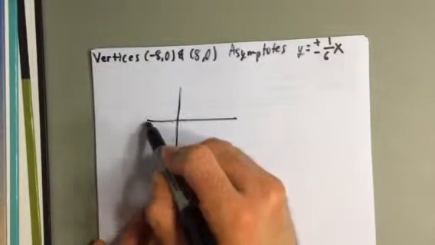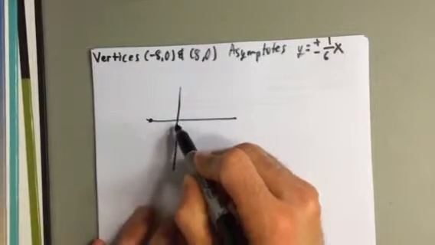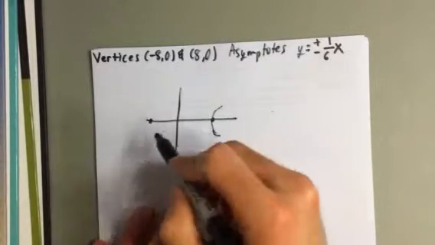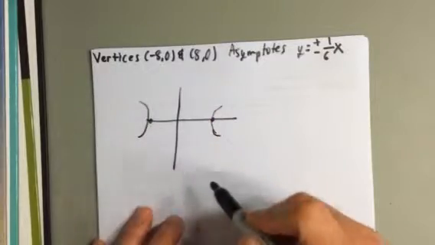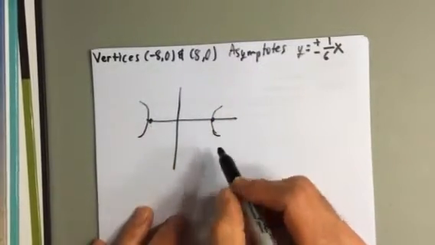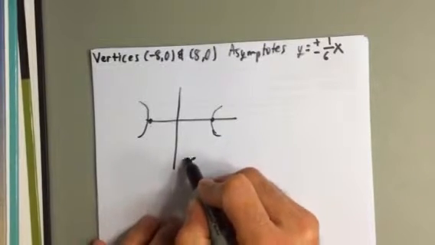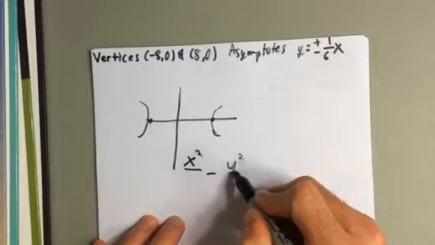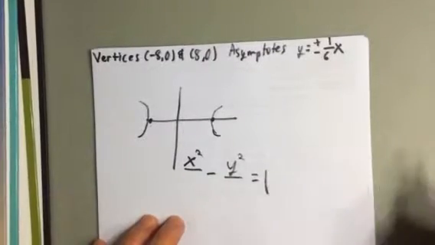So -8, 0 and 8, 0 tell me again that this is a sideways opening hyperbola, so I know that x is going to come first in the equation. It's not shifted up or down at all, and it's centered right around the origin, so I know that it's going to have x squared over something first, then y squared over something second equals 1.